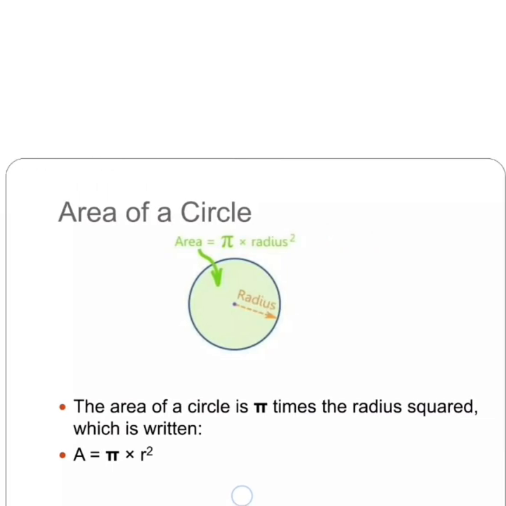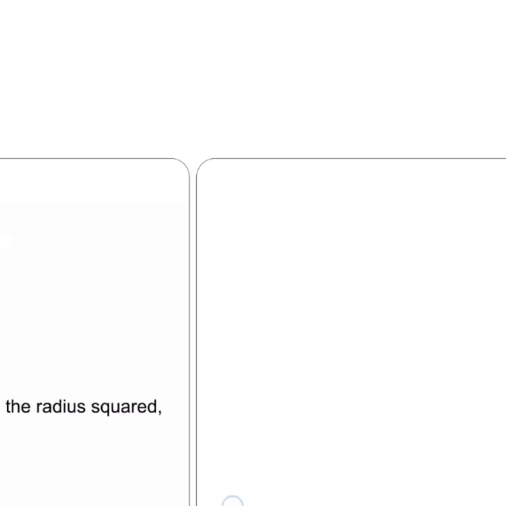Area of circle. The area of a circle is pi times the radius squared, which is written as area is equal to pi into radius squared.